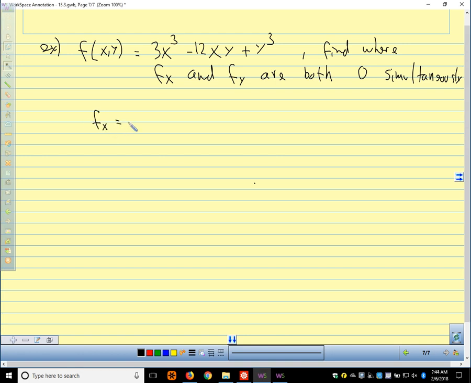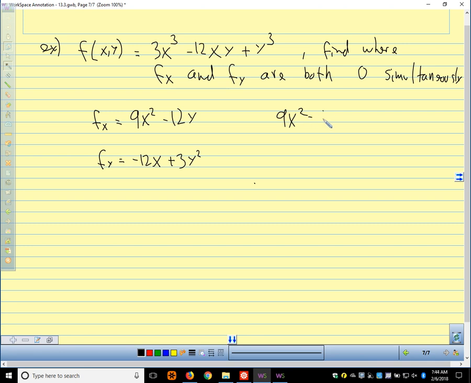Our f sub x: I take the derivative with respect to x. I get 9x squared minus 12y. Y is a constant. F sub y: when I take the derivative with respect to y, this is a constant. I get minus 12x plus 3y squared. And we have a system of equations, so we're going to set both equal to 0.